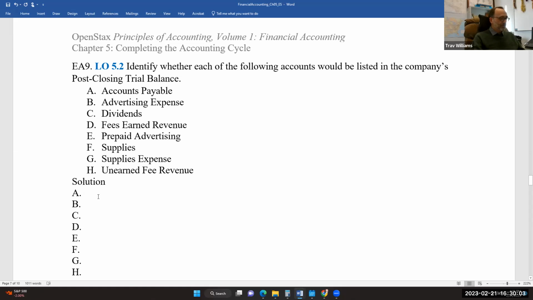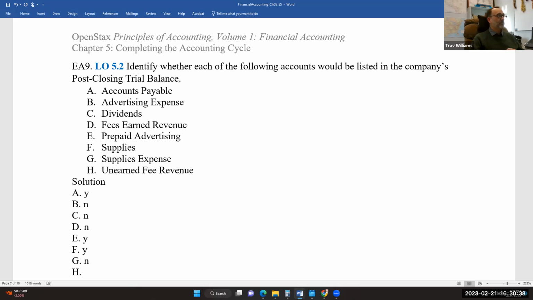Accounts payable is a permanent account. It's on the balance sheet, so yes. Advertising expense, no, that is temporary. Remember, expenses are temporary. Dividends, also temporary, so that's a no. Fees earned revenue, temporary, that's a no. Prepaid advertising is an asset, so that is permanent. That would be a yes. Supplies are also an asset. Supplies expense are an expense, so they are temporary, and that would be a no.